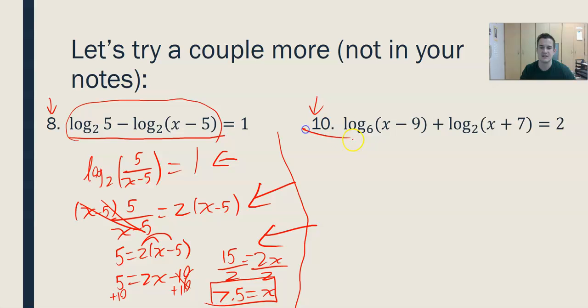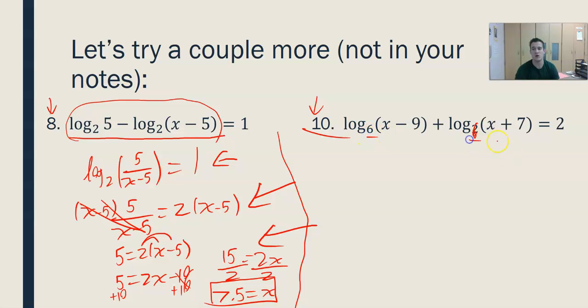Okay, let's solve number 10 from your homework. I have log base 6 of x minus 9 plus log base 2. Oh, this is supposed to be a 6. I'm so sorry. I meant to change that. Log base 6 of x plus 7 equals 2. This is a good learning opportunity.